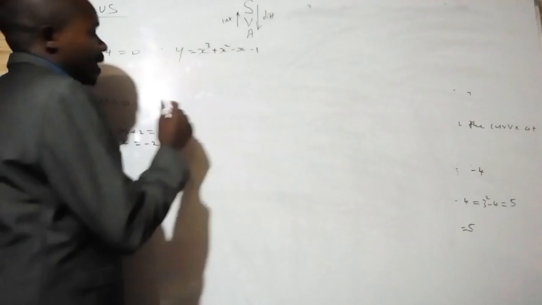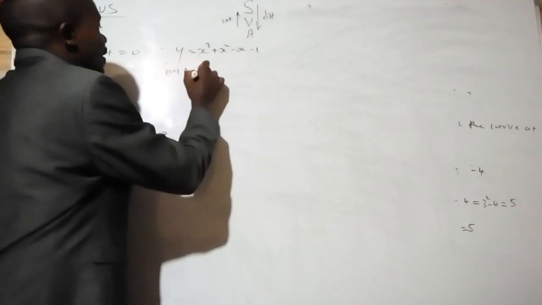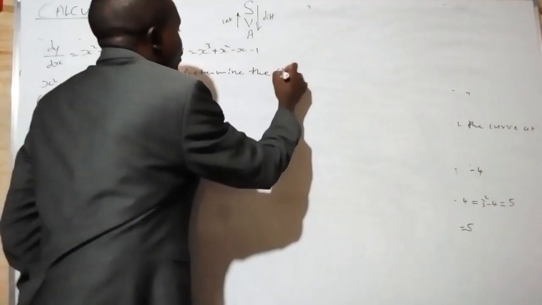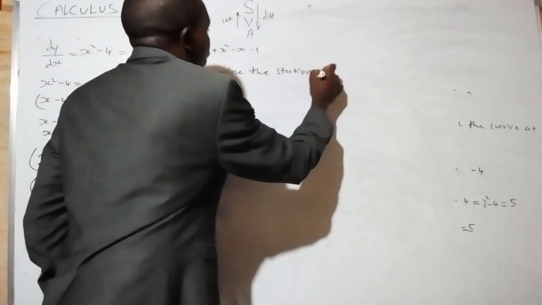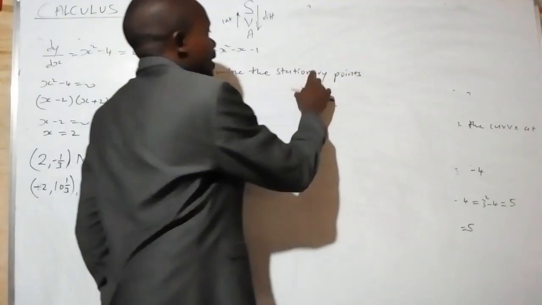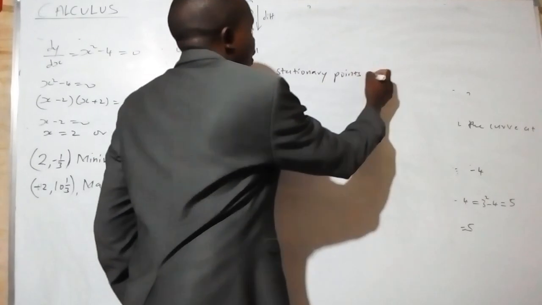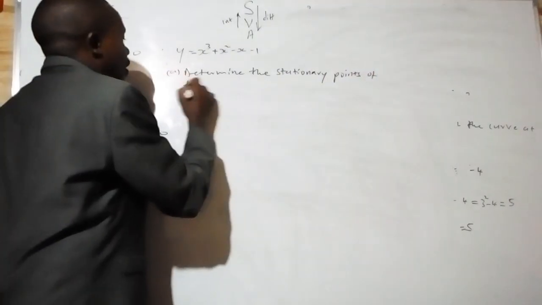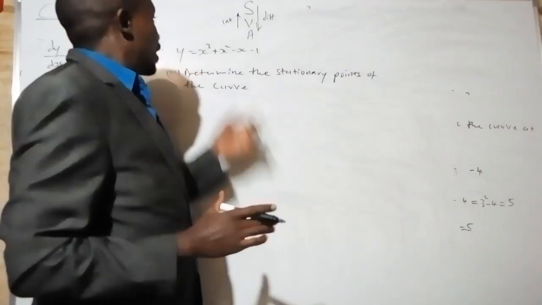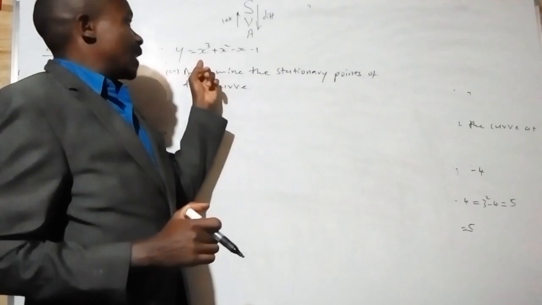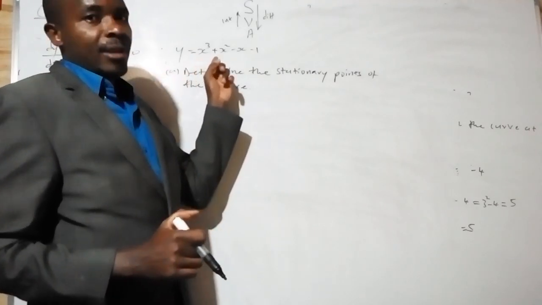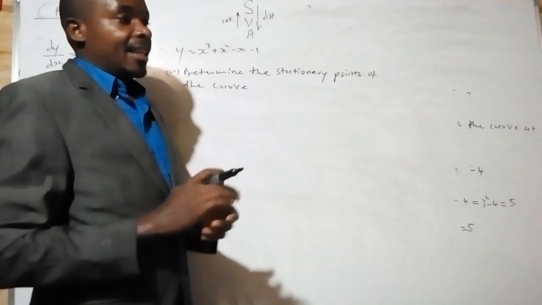Determine the stationary points of the curve. To get the stationary points of the curve, you differentiate dy with respect to x. You are going to get the gradient function. That gradient function we are supposed to equate with 0.